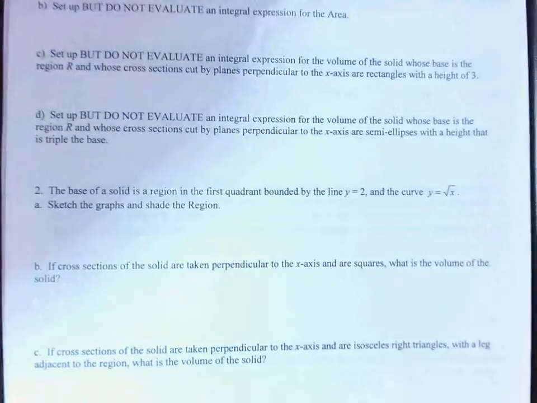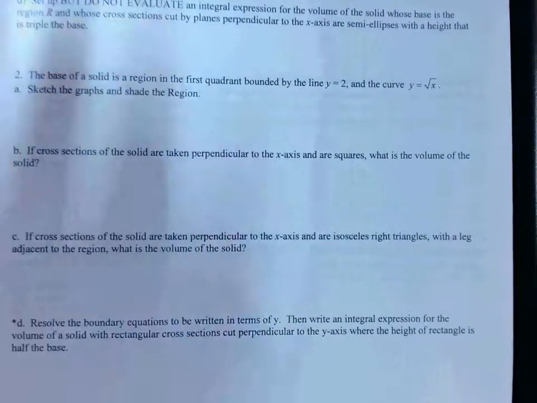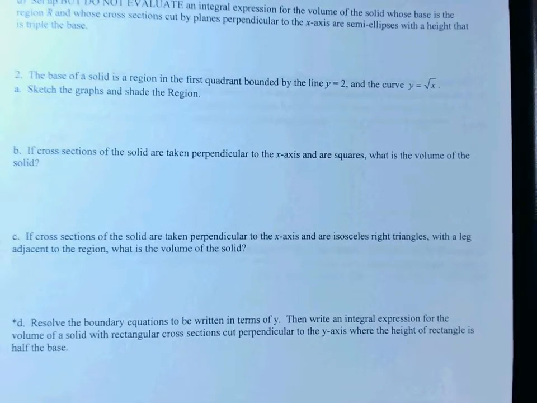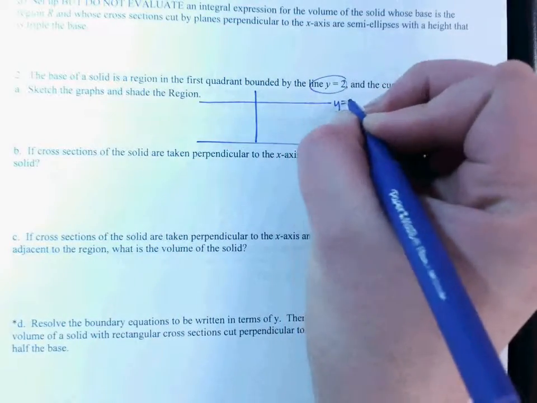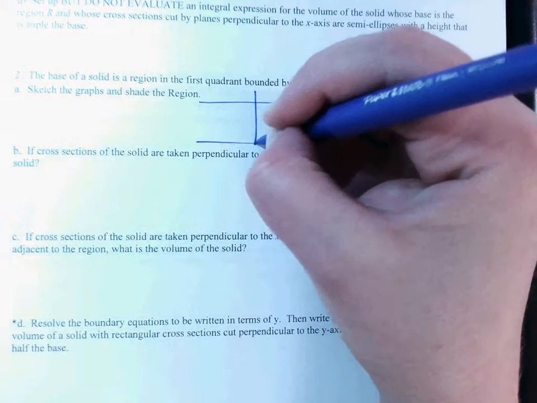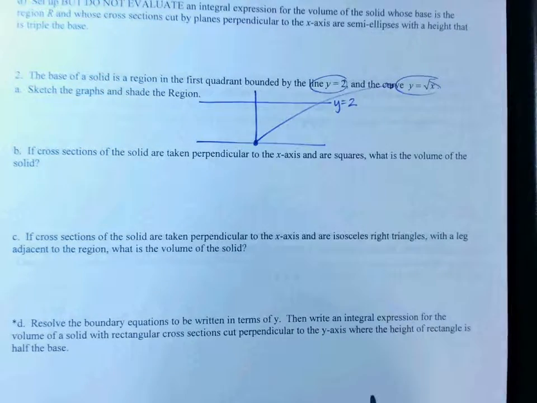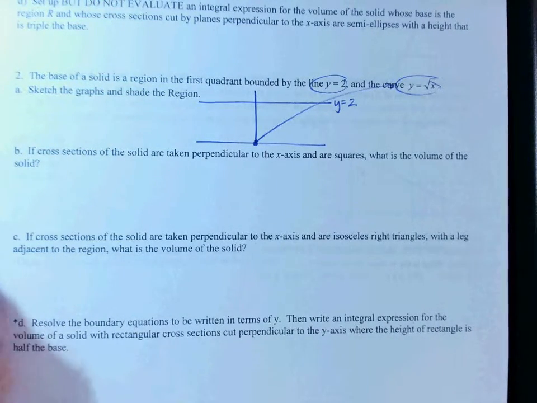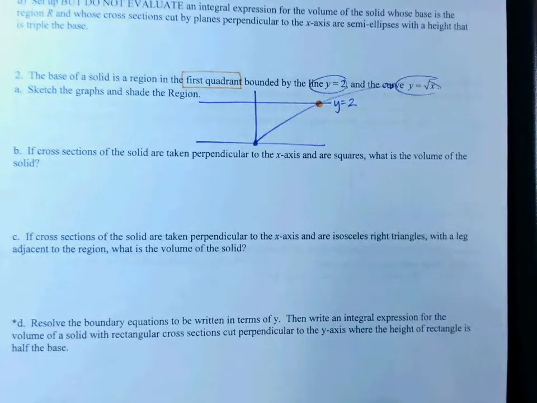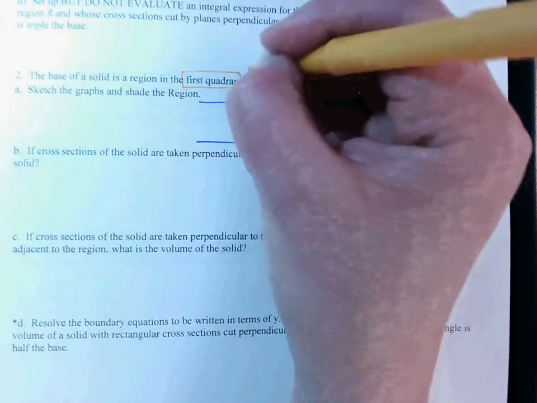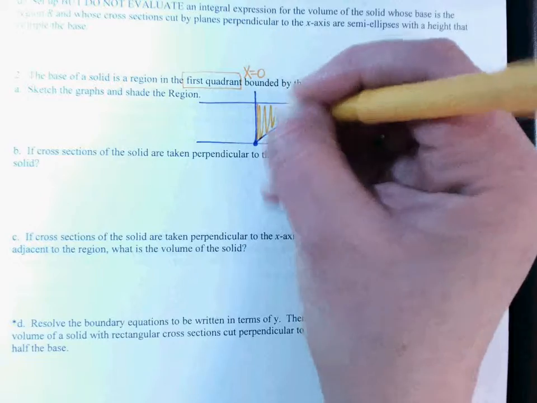Number 2 says that we want the base of a solid to be a region in the first quadrant, modeled by the line y equals 2 and y equals square root x. So let's sketch what that looks like. So y equals 2 would be up here, and then y equals square root x starts at the origin and curves up. Now the first quadrant thing is important because remember, that tells me where to shade. These only cross once, so I know I'm going to stop the region there, but first quadrant tells me that I'm not going to start until 0.